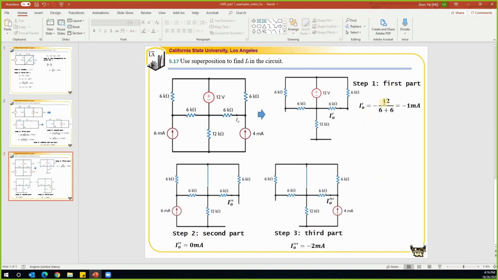In the exam, if you write all these three like that, you already get like 9 out of 10. And the last step is to get the conclusion of the current IO. If we combine them together, we can find IO is equal to the summation of all these three currents. IO is equal to IO prime plus IO double prime plus IO triple prime. Then we get the final answer of negative 3 milliamp. Now we complete all the examples.